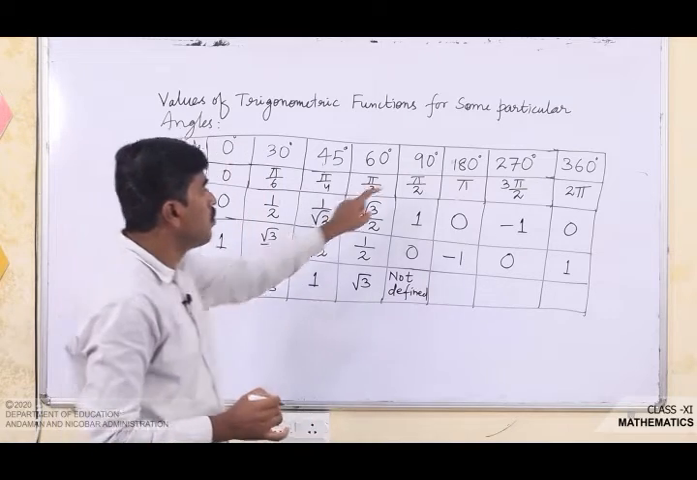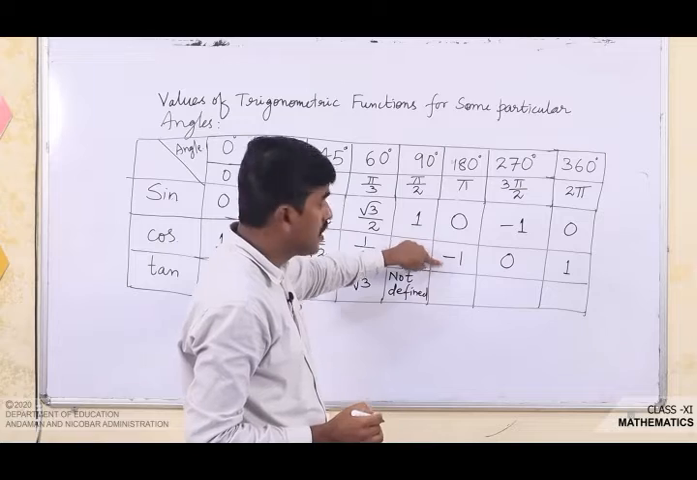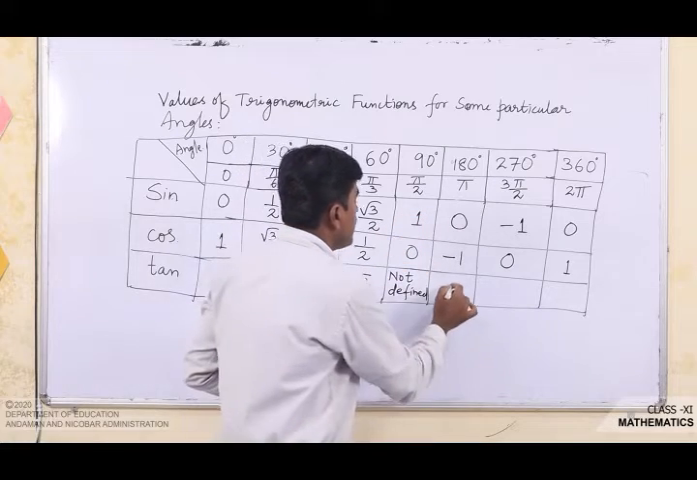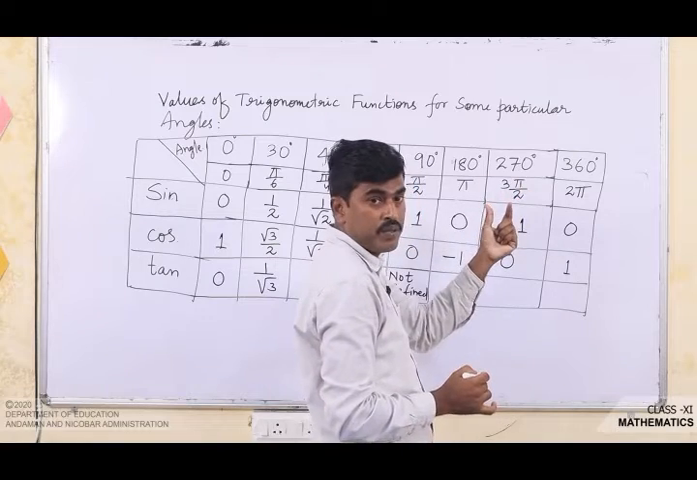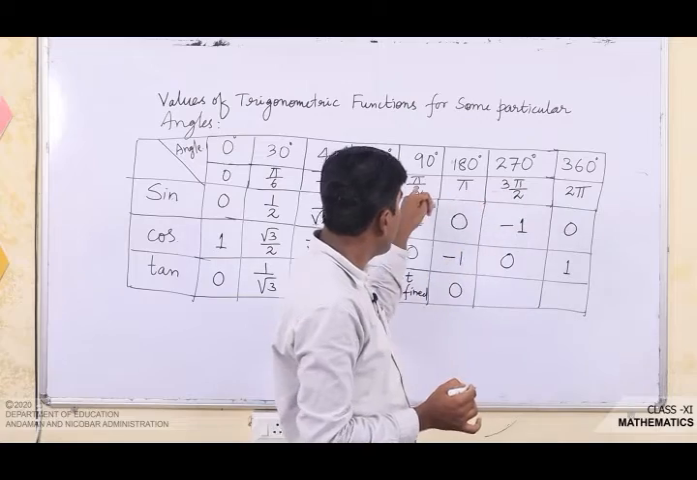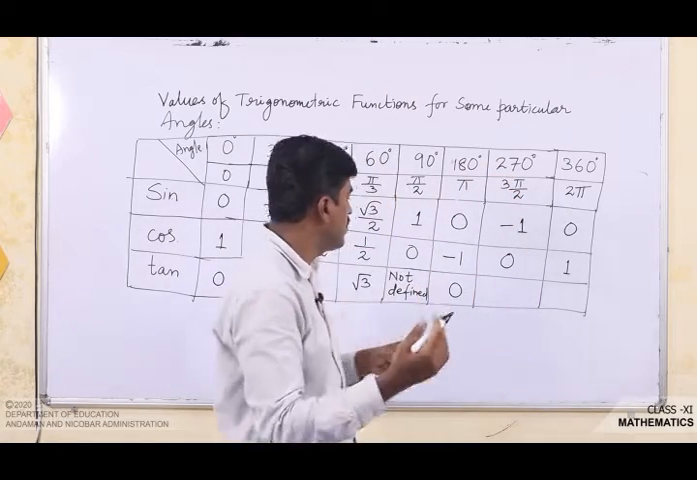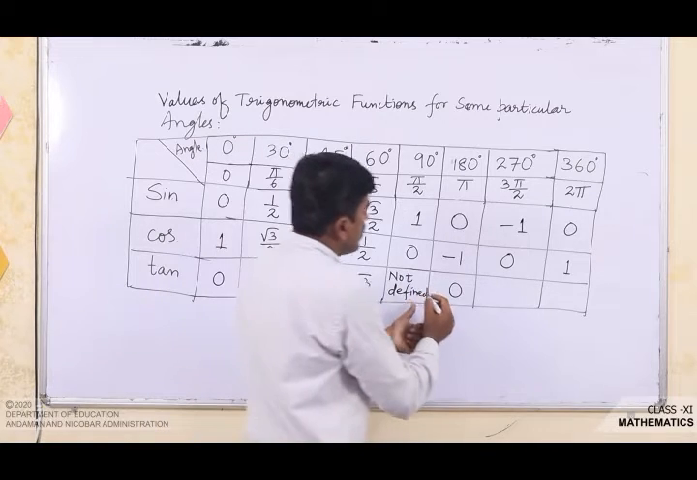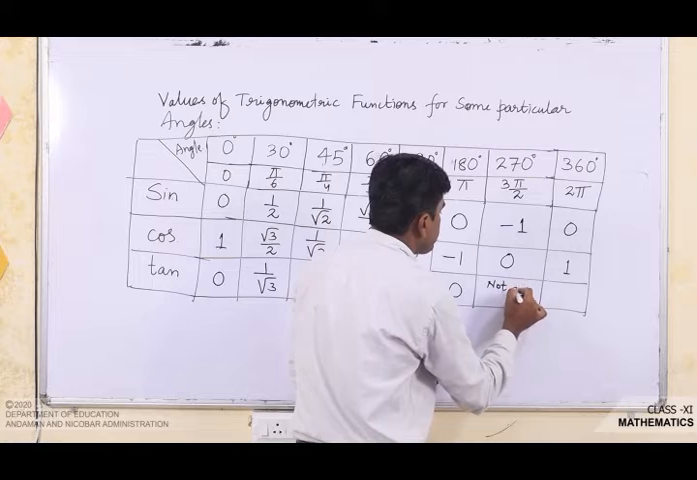Now tan 180 degree, that is tan pi, is 0 by minus 1, sin by cos, that is 0, and tan 270 degree, that is tan 3 pi by 2. Again, tan is not defined for all odd multiples of pi by 2, that is pi by 2, 3 pi by 2, 5 pi by 2, 7 pi by 2, like that. So it is not defined.